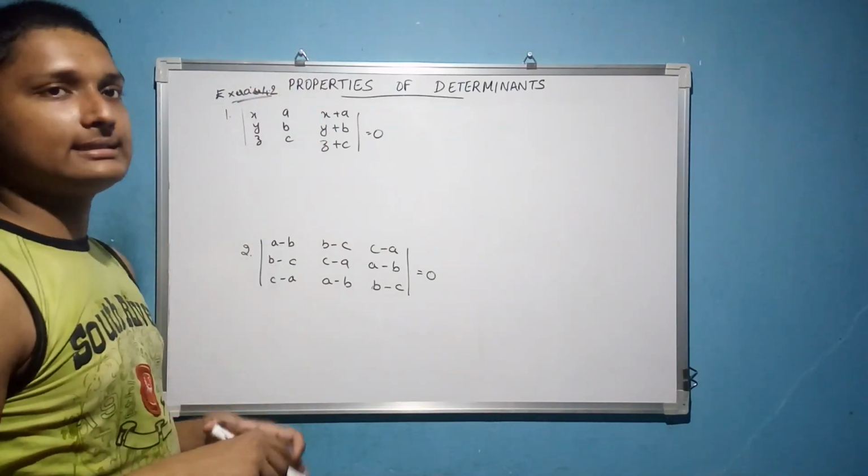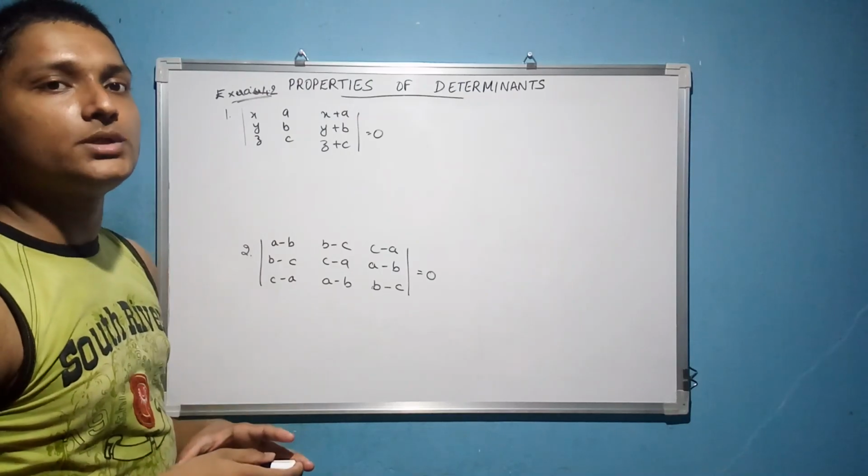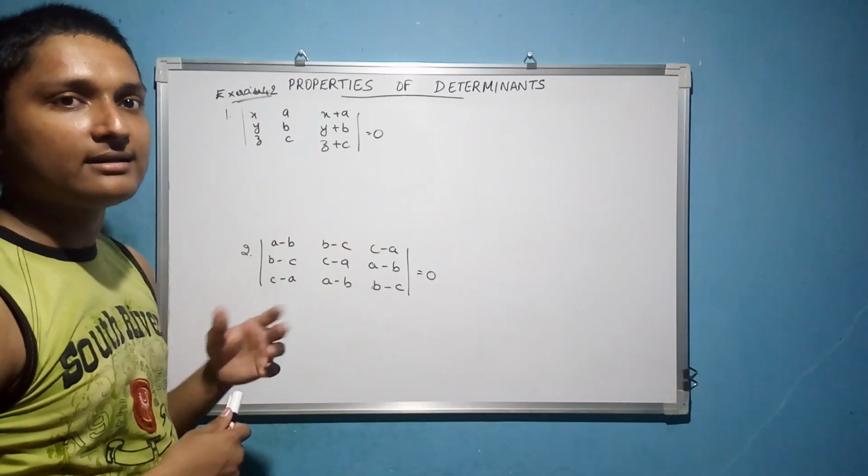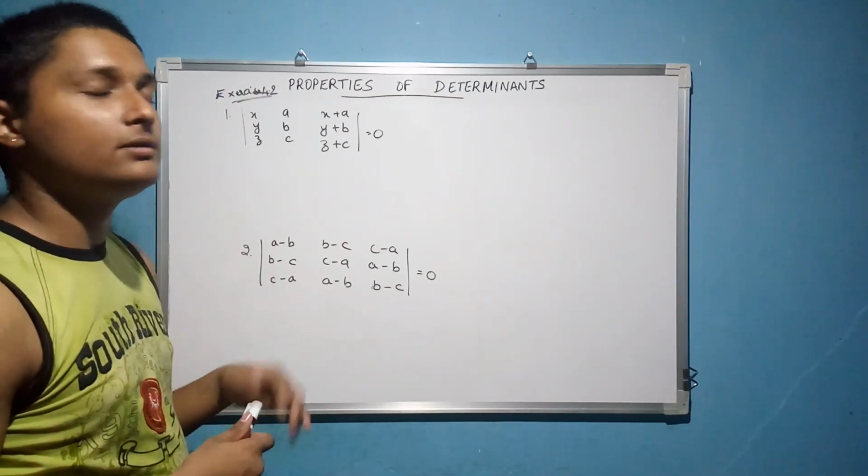So now we can see that you're asked to prove that it is equal to 0. How can you prove that it is equal to 0 without expanding, just using the properties? That is what we are going to see here.